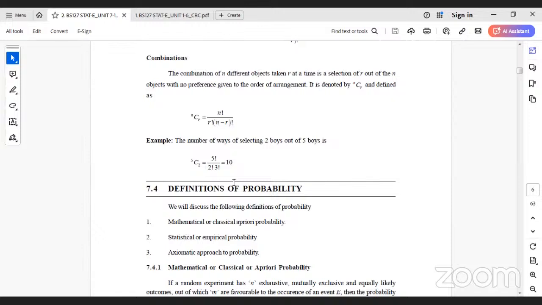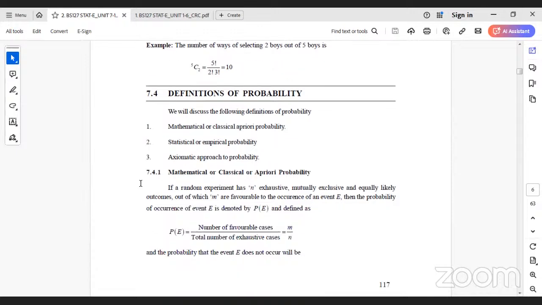Sir, how did 10 come? Okay. 5 factorial by 5 into 4 into 3 into 2 into 1 by 2 into 1 into 3 into 2 into 1. Okay, sir. Clear? Yeah, sir. Okay.